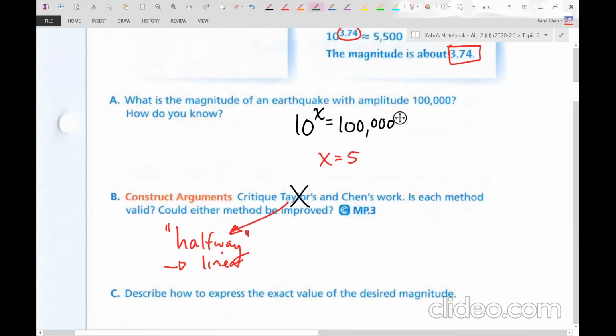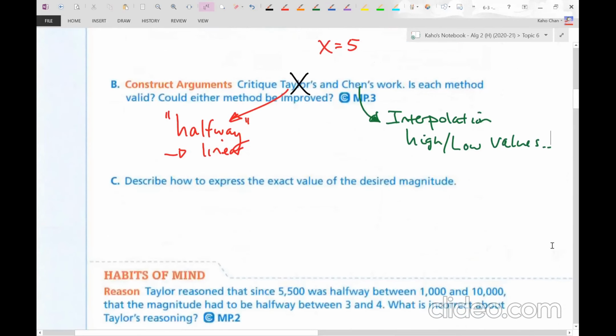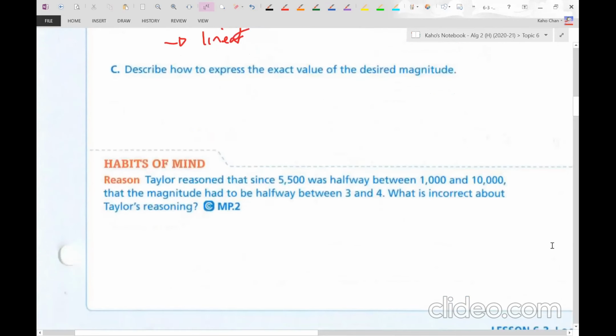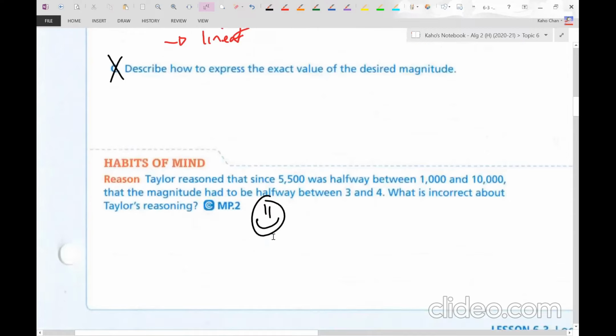In fact, his method is called interpolation. He's checking the high and the low values and seeing which ones get to his original answer. So he did a great job. Interpolation is a fancy way of a very methodical way of guessing. All right, let's jump to the next page. I'm going to skip these questions right here. Next page.